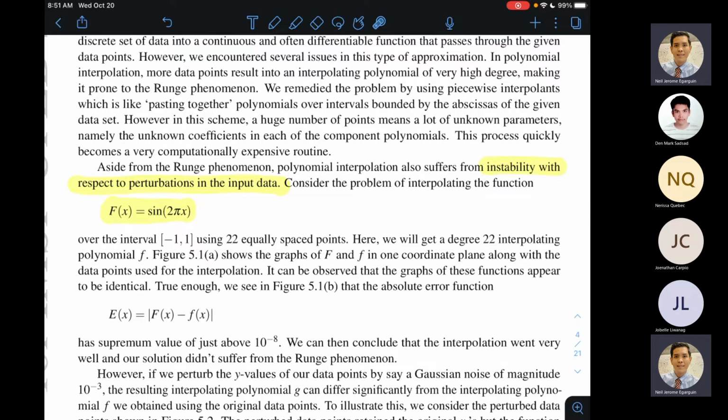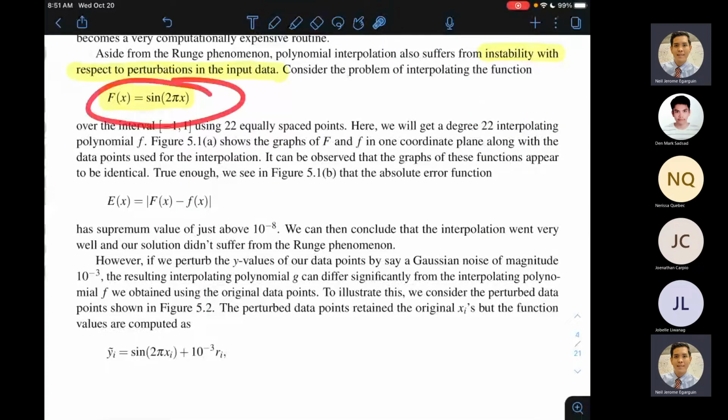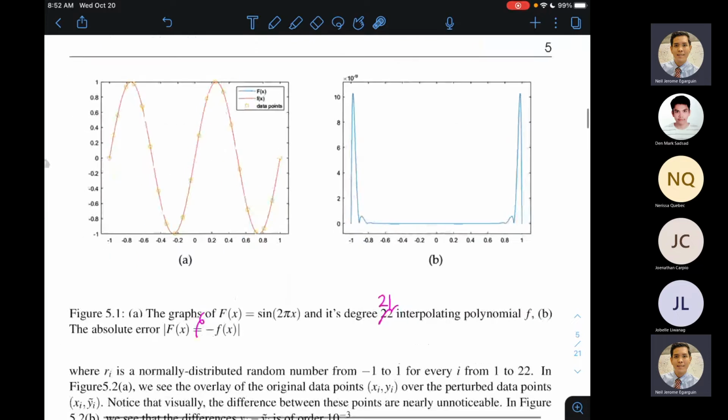All right? So we'll do that by considering the function capital F, which is sine of 2 pi x, over the interval -1 to 1. And we will try to interpolate it using 22 equally spaced points. And if we're going to use 22 equally spaced points, then we will have a degree 21 interpolating polynomial. Right? So kung gagawin natin yon, i-assume ko na perfect yung computing device ko, yung pang-compute ko ng f of x. Right? So kung perfect siya, ito yung makukuha kong interpolating polynomial.